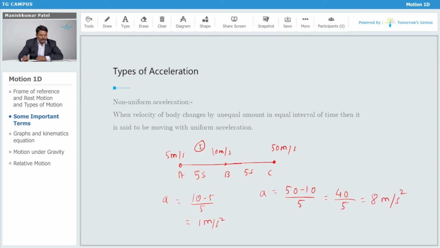So the acceleration is not constant, it is changing. This is non-uniform acceleration, where the velocity of the body changes by unequal amounts in equal intervals of time.